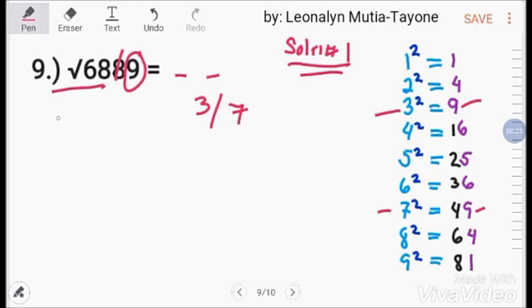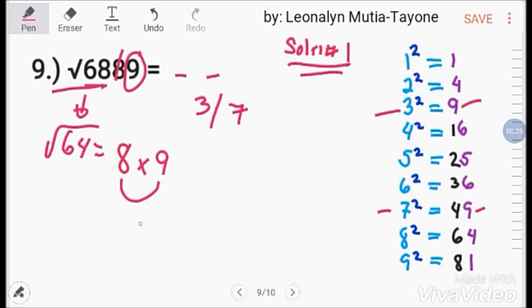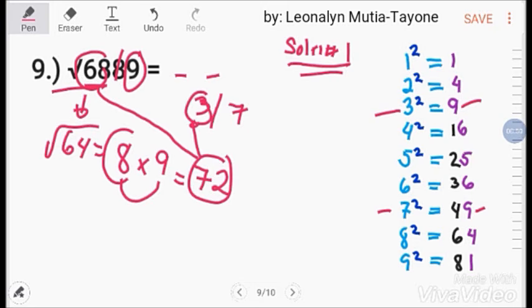Square root of 68, wala namang square root of 68, so pababa tayo, which is 64. Square root of 64 is 8. 8, i-multiply natin sa next na number, which is 9, and that is 72. 68 is less than 72, less. So, the answer will be yung 8 natin, 64, 8, and then less, kasi pinagpilian natin yung either 3 or 7 yung sa last. So, the answer is 83.